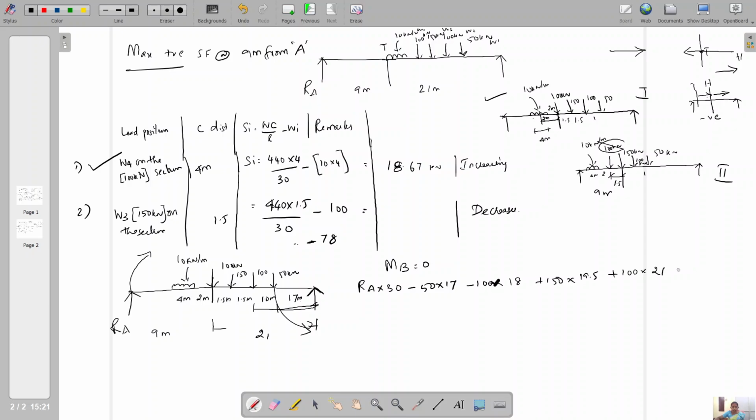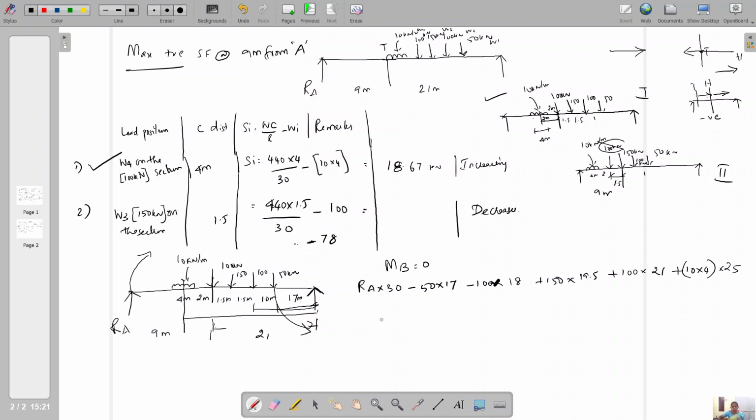Okay, next one, plus 10 into 4 is the total UDL, and the centroidal distance is from the center of the loading to this. You can have 21 here plus 2, 23 plus 2, 25.